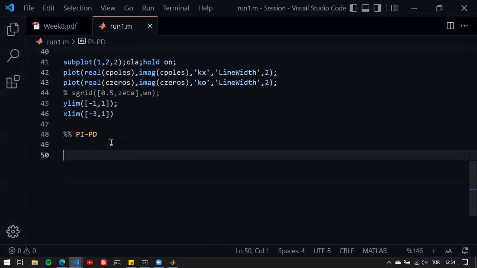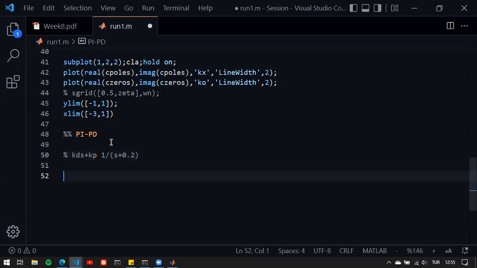Well, before I dive into the PI-PD controller, let's assume that we are only designing a PD controller. So if we have a PD controller and 1 divided by S plus 0.2. So this means that KDS plus KP will be our controller, and then we'll have a closed loop that should look like this: KDS plus KP, and then divided by. Since we have a PD controller, the denominator will also not really change that much. Let's assume 4S plus 5 for some reason. It's not really that important.